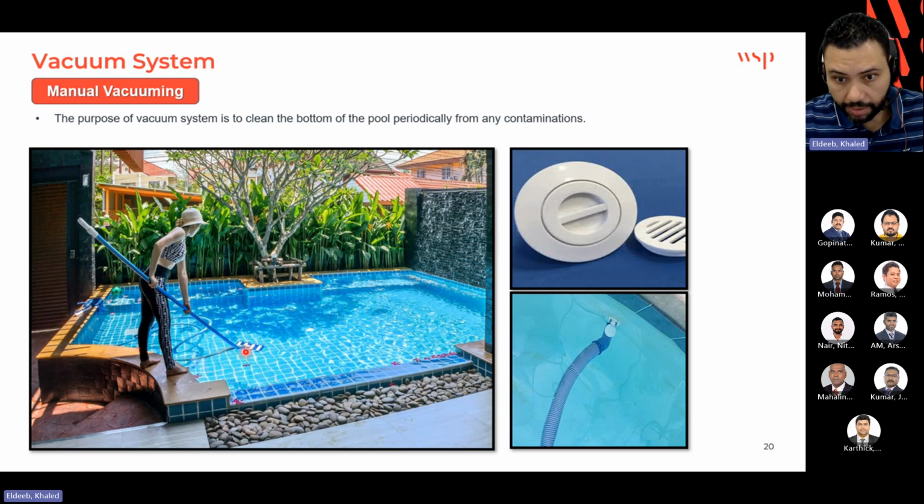So vacuuming happens like that. Move the vacuum head slowly across the pool floor to avoid raising the debris, because the debris settled on the floor. If you are moving too fast, the debris will go up, which is not required. So we have to move it slowly and overlap passes to ensure complete cleaning.